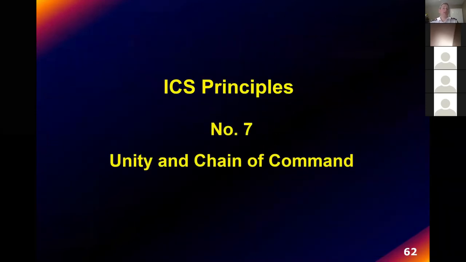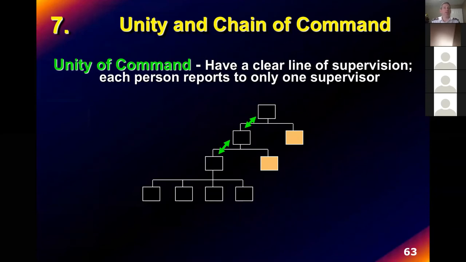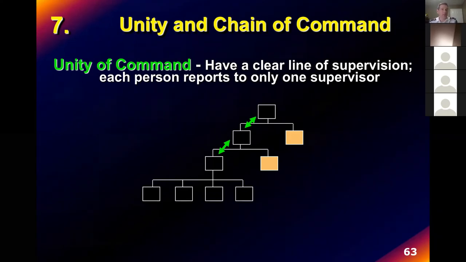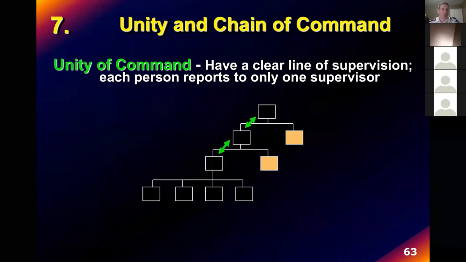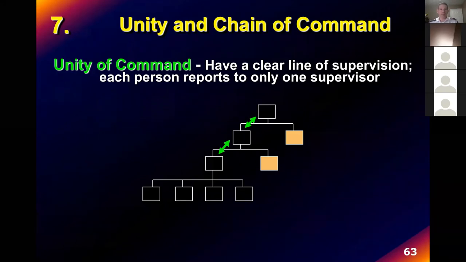So the seventh principle of incident command system is unity and chain of command. These are very key concepts in ICS. Unity of command means we have a clear line of supervision. Each person reports to only one individual. This is very important, okay? You have one supervisor and one supervisor only that you report to. If you're put on a team and the incident commander says, you're going to be my attack team, the team leader is the only one who should be communicating with command. The rest of the team communicates with the team leader, who will then pass it up the line, right? Each person at the scene needs to know who their supervisor is and how the line of authority works at that scene. This provides for safety, accountability, and efficiency.